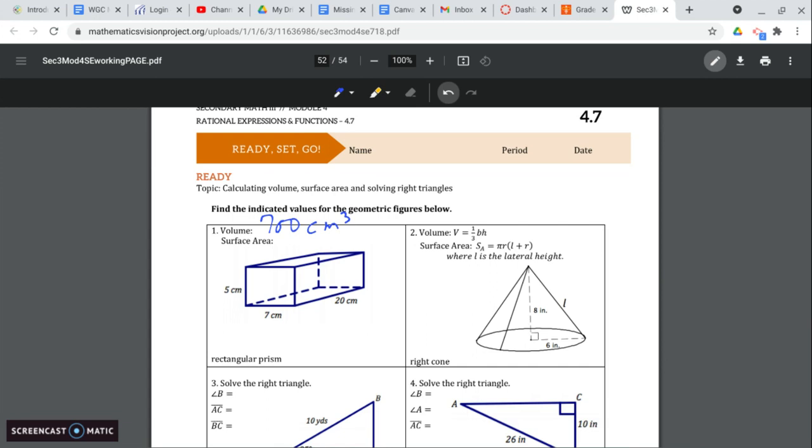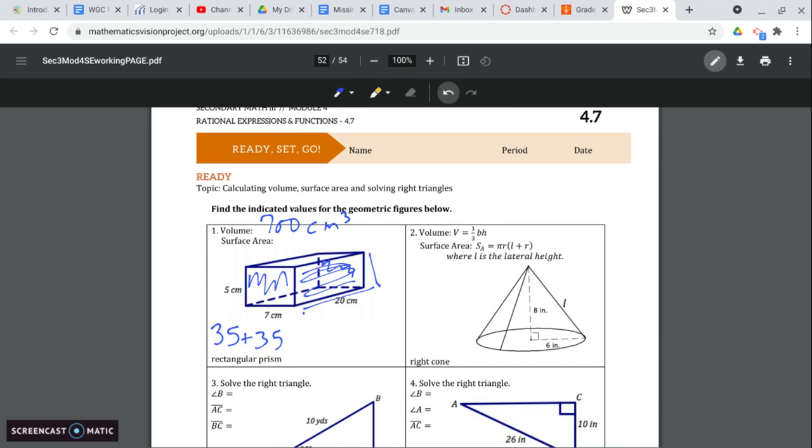Now for surface area, we need to find the area of each of the faces. The two faces that are 5 by 7 are each 35. So we've got 35 and 35. So that's also that one back there. The face right here in front has a length of 20 and a height of 5. So 20 times 5 is going to give us 100.